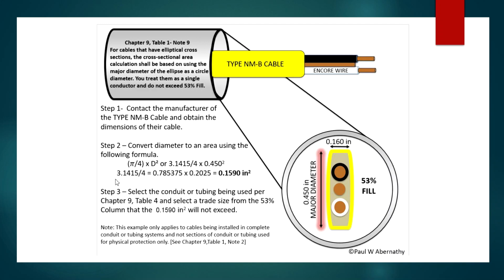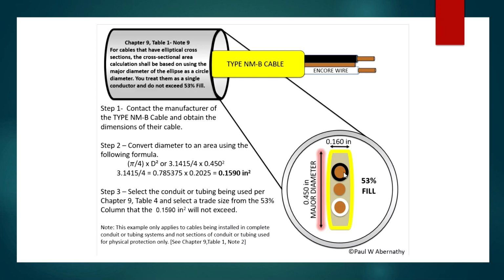So let's do the math even further. Always do the first part of the equation, or what's in parentheses, first. We learned that from our algebra. So it's 3.1415 divided by 4 equals 0.785375, times 0.450 squared, which is 0.2025. Then we multiply these two values, and we get 0.1590 square inches. That is our new area. So we're treating this as if it is a round conductor, and we use the major diameter to achieve that.